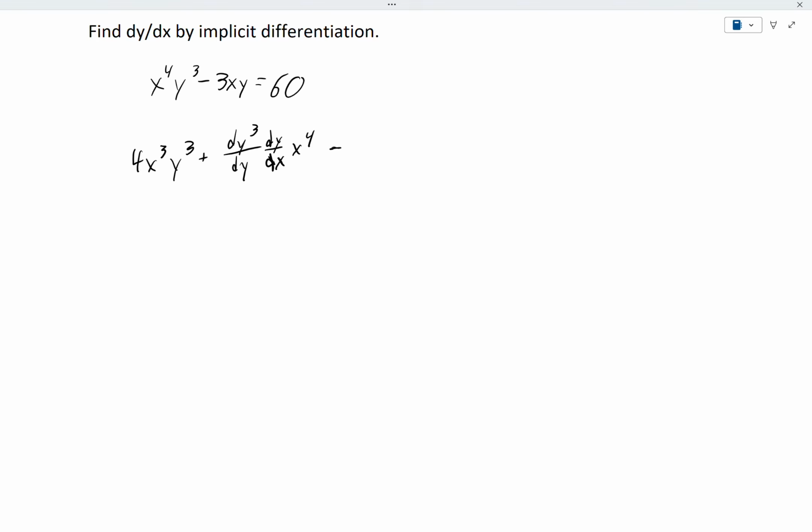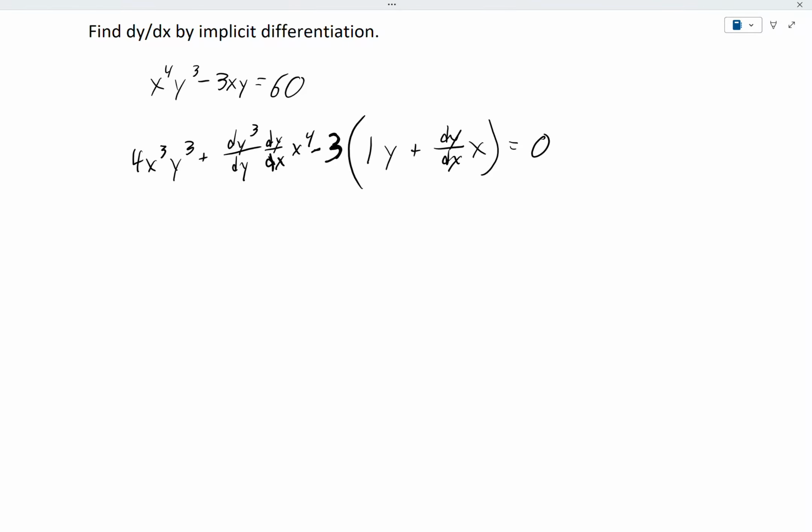Minus. Using the same thing, you can pull that 3 out front, so minus 3 times, and here I go, I'm using the product rule again. Derivative of the first times second plus derivative of the second times first. And this is all equal to 60, but I'm taking the derivative of 60, which is 0.